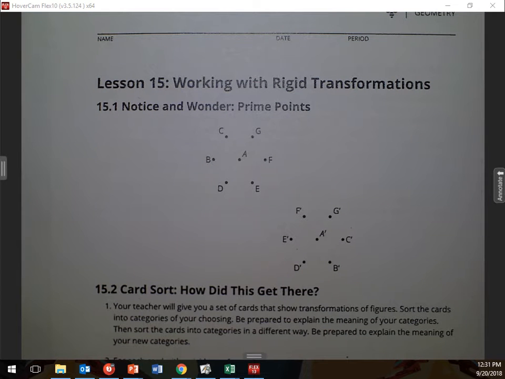All right, you guys, time to notice and wonder. Someone volunteer, what did they notice? There are points. A little bit better. It's a reflection. Reflection, it's a flip. Okay. Yes, go ahead. It makes a hexagon. Okay, it can make a hexagon.